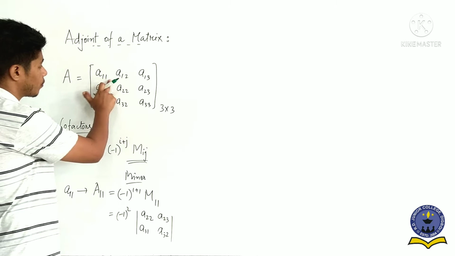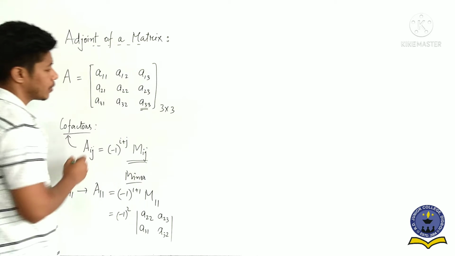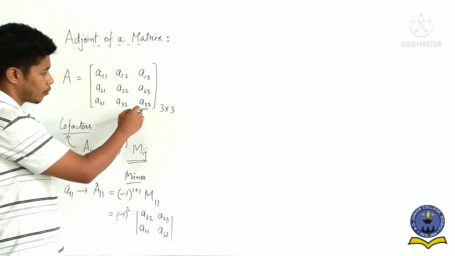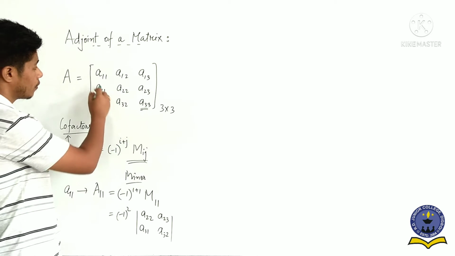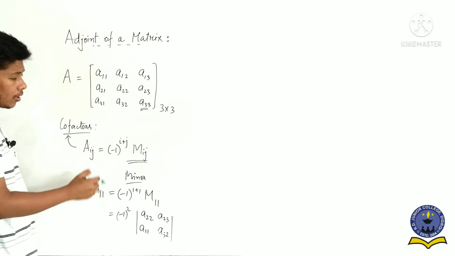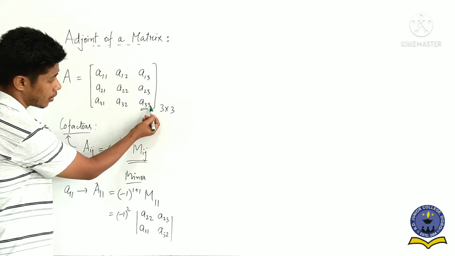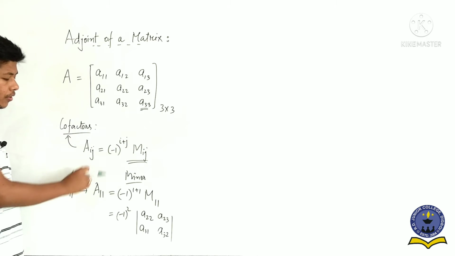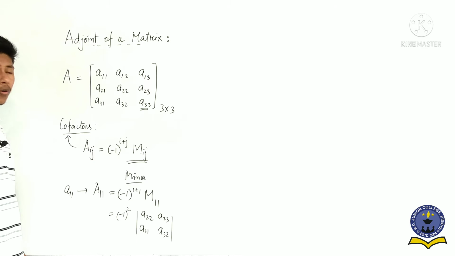So for example, if we want the cofactor of this A33, what you have to do, this third row and the third column we have to eliminate, and which 4 remain? A11, A12, A21, A22, and the power here, row is 3, column is 3, so minus 1 to the power 3 plus 3 we have to write. So in this way we have to find out the cofactor.